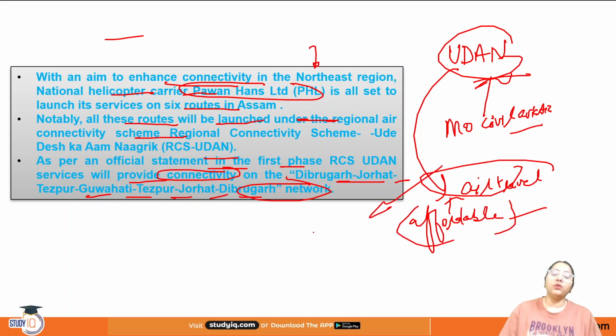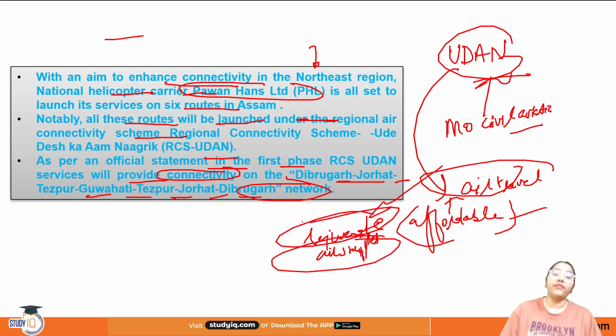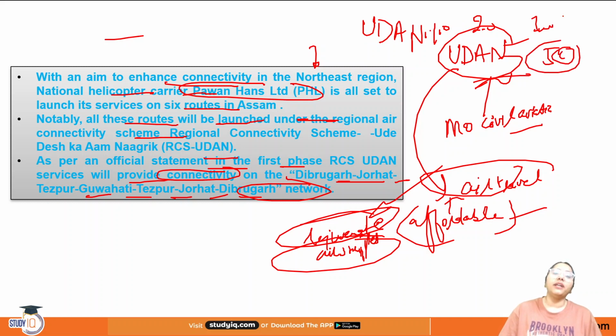It also helped to rejuvenate the airstrips which are actually not being used frequently. UDAN has different versions like UDAN 1.0, 2.0, 3.0. Like 5.0 UDAN is particularly for promoting the connectivity in the northeastern areas.